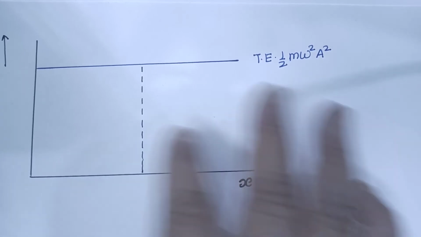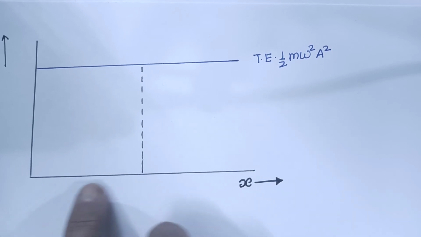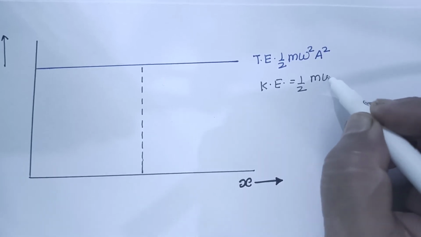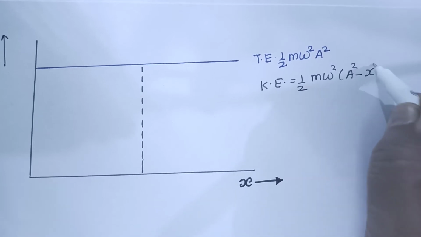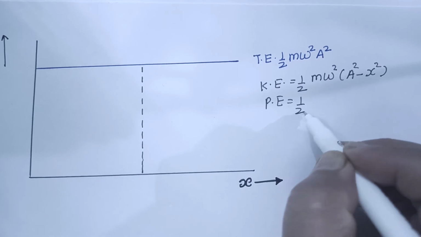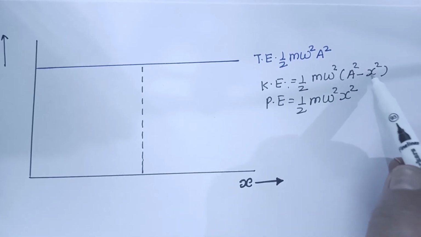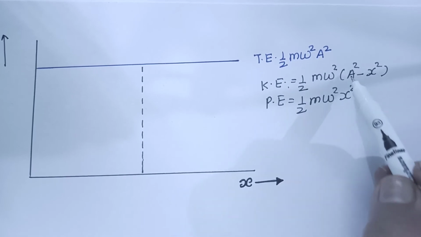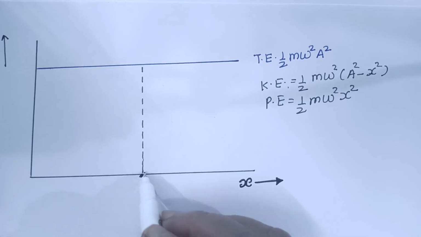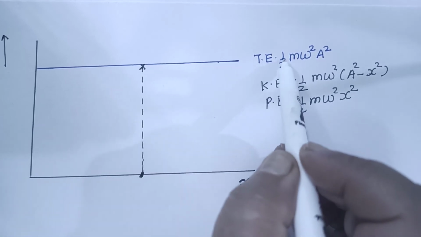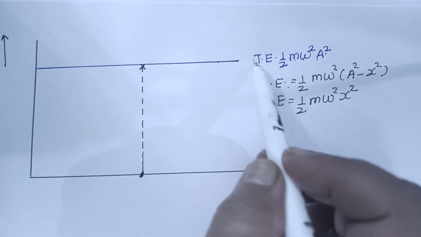Now we can draw the variation of kinetic energy and potential energy along with the displacement from the mean position. Now just look at the expression. Kinetic energy is equal to half m omega square (a square minus x square), while potential energy is half m omega square x square. So kinetic energy is maximum at mean position and minimum at extreme position. So if this is the mean position, then kinetic energy is maximum at mean position, and the value of maximum kinetic energy is half m omega square a square, which is the total energy of the particle also.